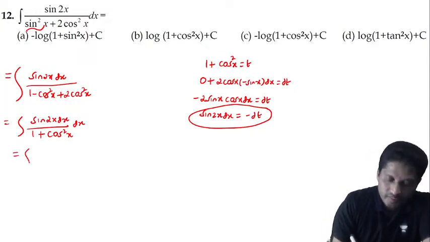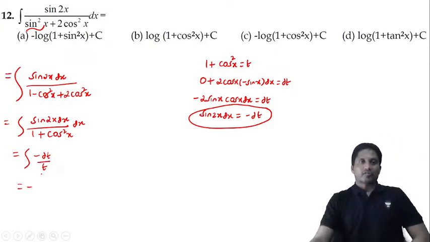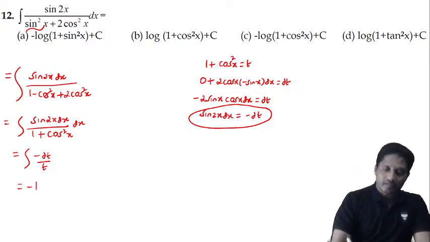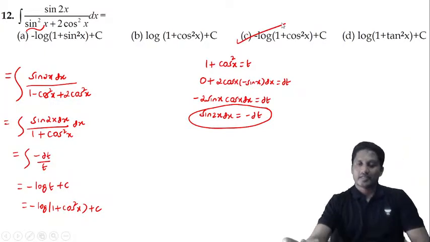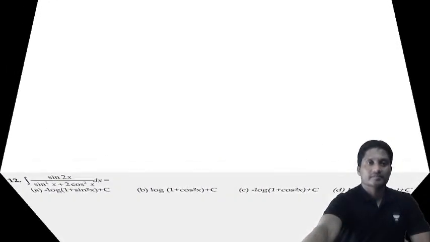This becomes numerator minus dt, denominator t. It will be minus, integration of 1 by t is log t. Understand, guys? Plus c, should be equal to minus log of, what's the value of t, 1 plus cos square x, plus c. Answer should be option C only. Let's move to the next question.